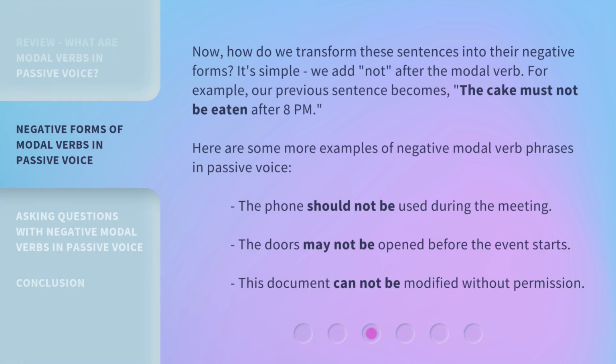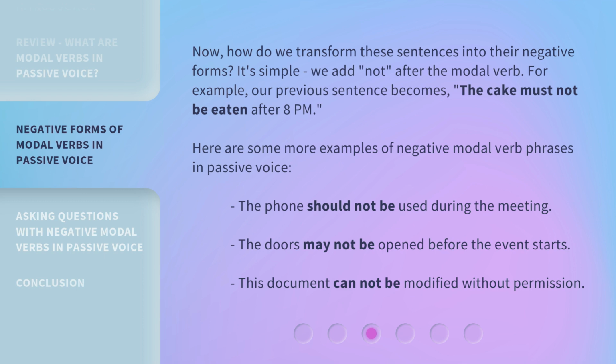Now, how do we transform these sentences into their negative forms? It's simple. We add not after the modal verb. For example, our previous sentence becomes, the cake must not be eaten after 8 p.m.